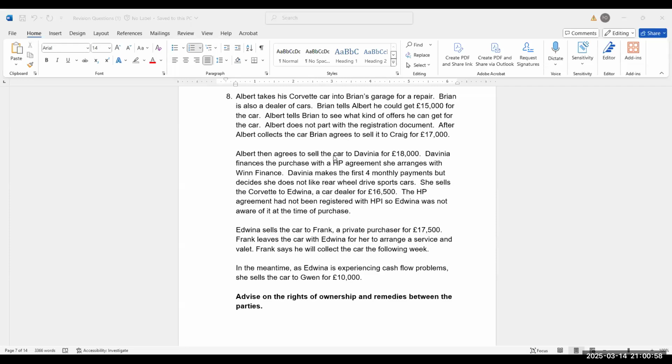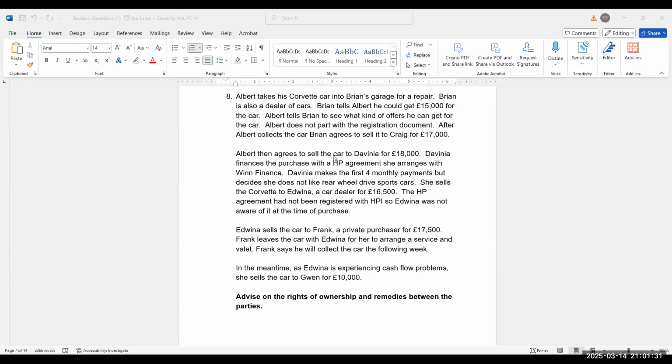So now that the car is owned by Win Finance and they've given it on hire purchase to Davinia, under which she has agreed to hire the vehicle and then it could become hers if she exercises the option to purchase. But she didn't do that. She sold the car on. So we can see that she has defaulted on the agreement. So that means there's a challenge with title, with ownership.